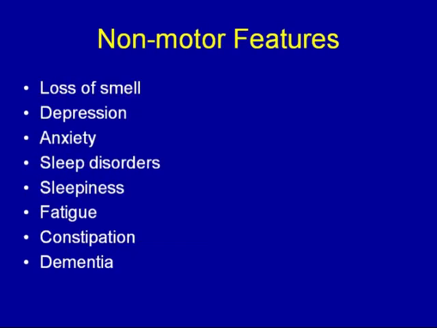Now, in the last few years, there's been recognition that there are important non-motor features that are part of Parkinson's disease. I have some of them listed here: loss of smell, depression, anxiety, sleep disorders, sleepiness, fatigue, constipation, and dementia. And just to pick a few of these out, depression is very, very important. It's very common and occurs in about 40 to 50% of patients with Parkinson's disease sometime in the course of the disorder, and it probably has the greatest effect on individuals' quality of life. So it's important when you see patients to canvass for depression and get that treated.